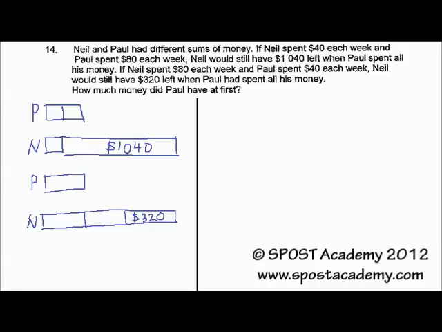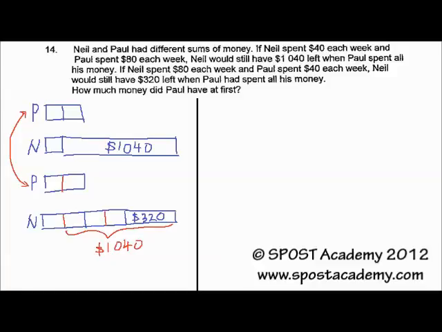Now, since Paul has finished spending all his money, it means that the 1 unit here and the 2 units here must be the same because this is what Paul has in the first place. He has spent everything. So the 1 unit here must be equivalent to the 2 units on top. So I need to cut this model into 2. So I cut this and I'll do the same for Neil. So looking at the model, you can see that 3 units of Neil plus $320 is actually equivalent to $1,040 just by comparing.